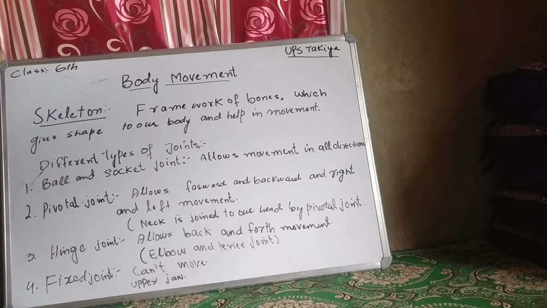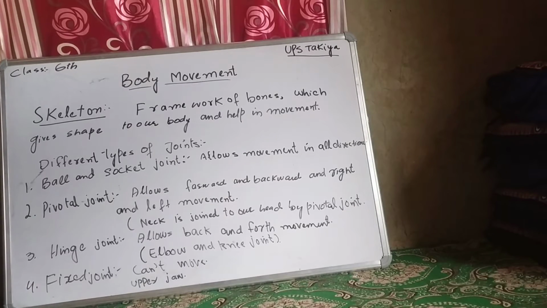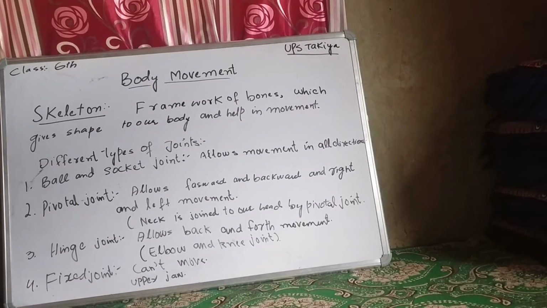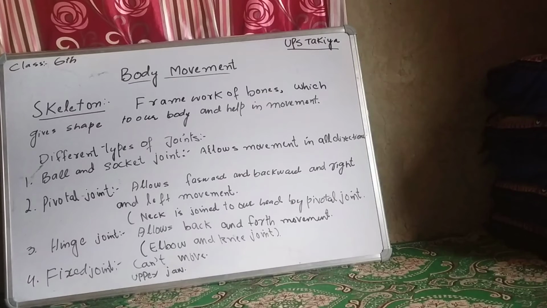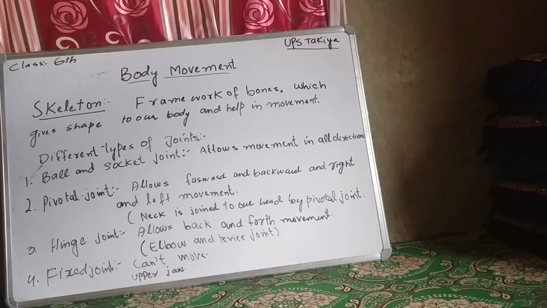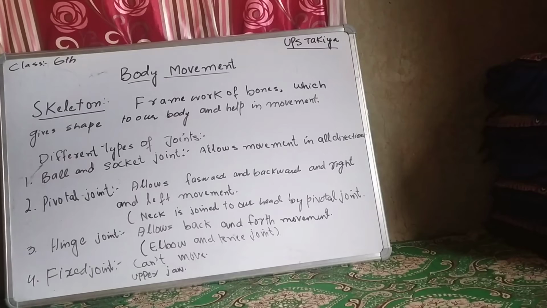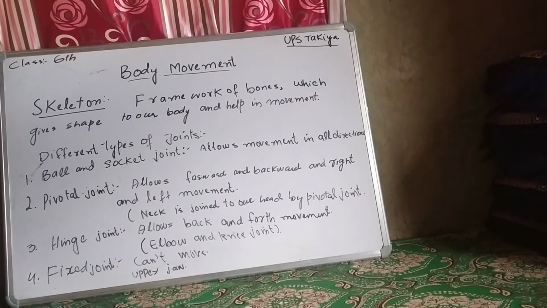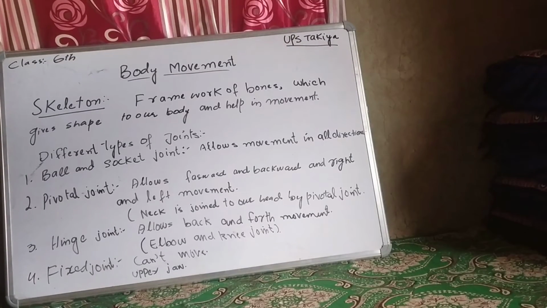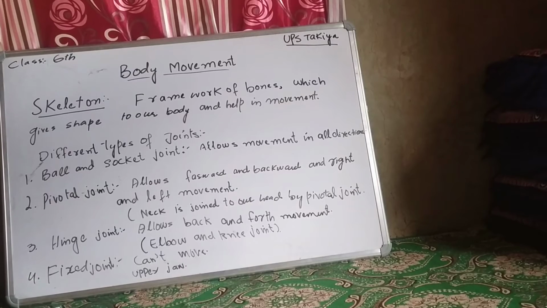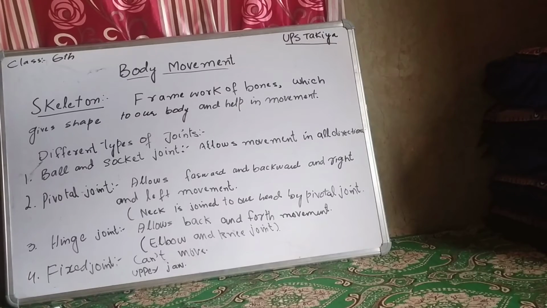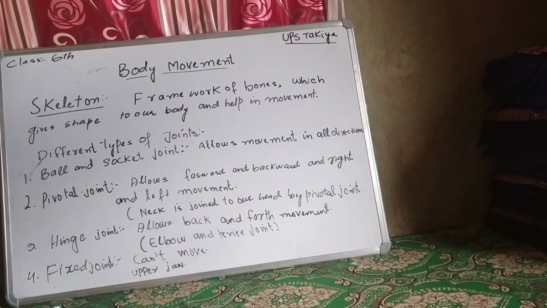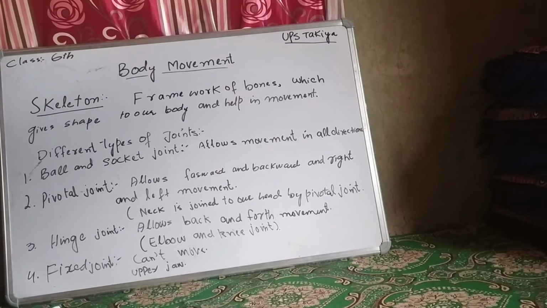Today we are going to learn body movements. Animal body has two parts. One is the internal parts, that is internal organs, and the external part. In internal part we have got heart, lungs, stomach, kidneys, and in external part we see head, legs.